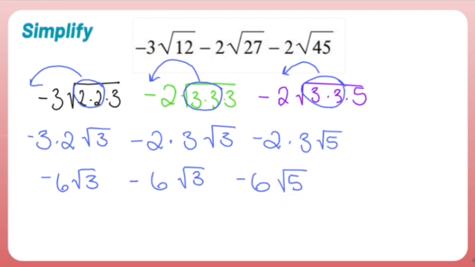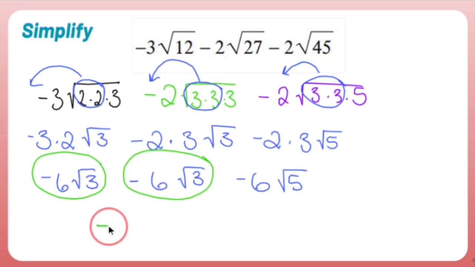So now what I have to do is combine things that have the same exact square root. Negative 6 root 3 is literally the exact same thing as negative 6 root 3. So if I take away 6 root 3's and I take away 6 more root 3's, I'm taking away 12 root 3's. Okay, negative 6 minus 6 is negative 12. Root 3 comes along for a ride.